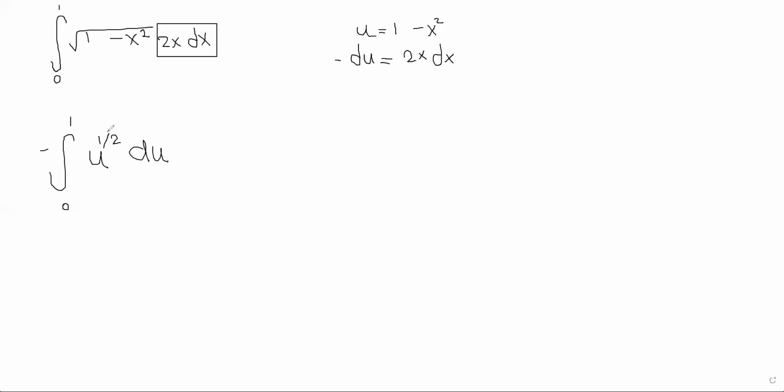So what do we get when we add 1 to our exponent? 3/2. Exactly. And then we're going to divide by 3/2, which is the same as multiplying by 2/3. Going from 0 to 1. So our very next step is to put u back in there and then evaluate.